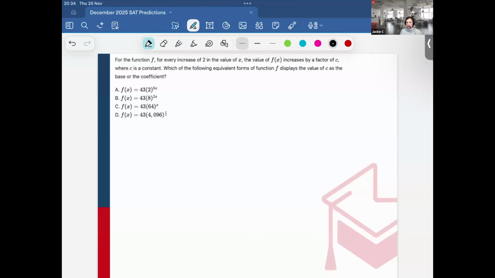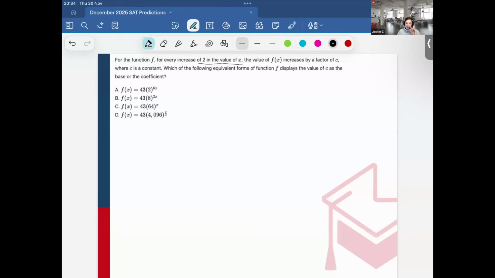So we see for the function f, for every increase of 2 in the value of x, the value of f of x increases by a factor of c, where c is a constant. Which of the following equivalent forms of the function f displays the value of c as the base or the coefficient? So basically what this is saying is, for every increase of 2 in the value of x, so when we move over 2 on the x-axis, how many times bigger does the y value get?